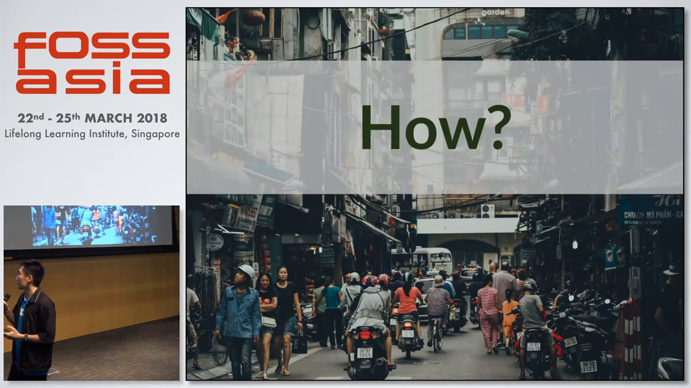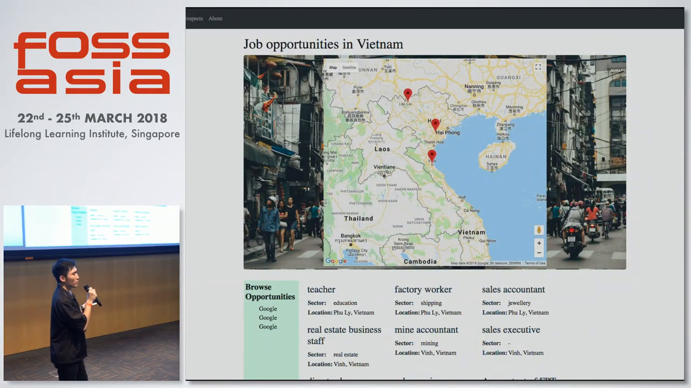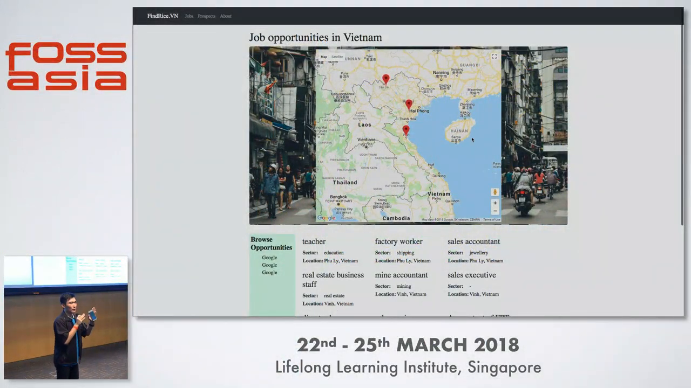Let's take a look at our application. You can see that we have used open source data from the World Bank in order to find where investment has been going towards in Vietnam. We have highlighted three main medium-sized cities in Vietnam.